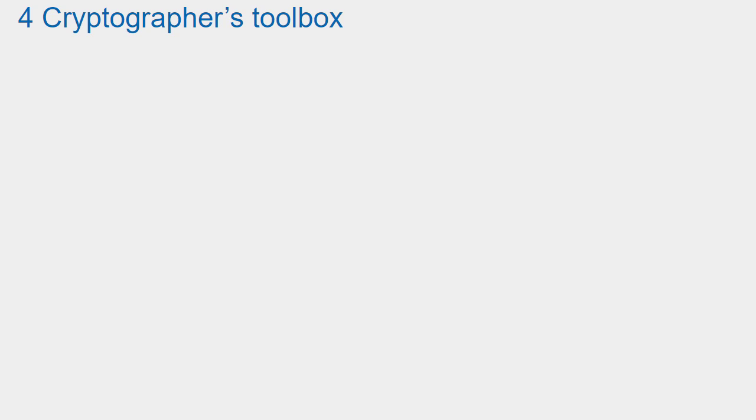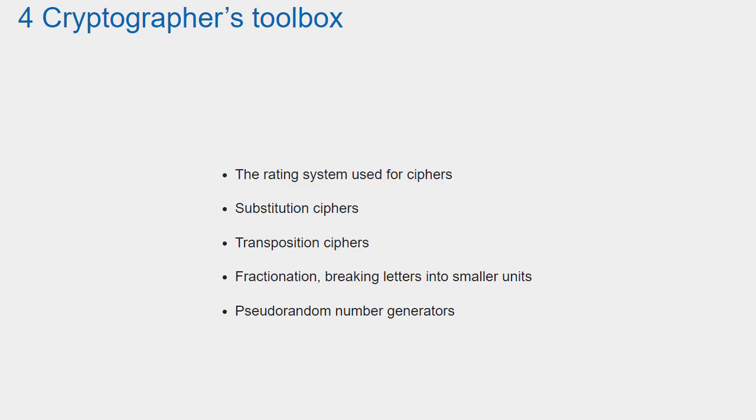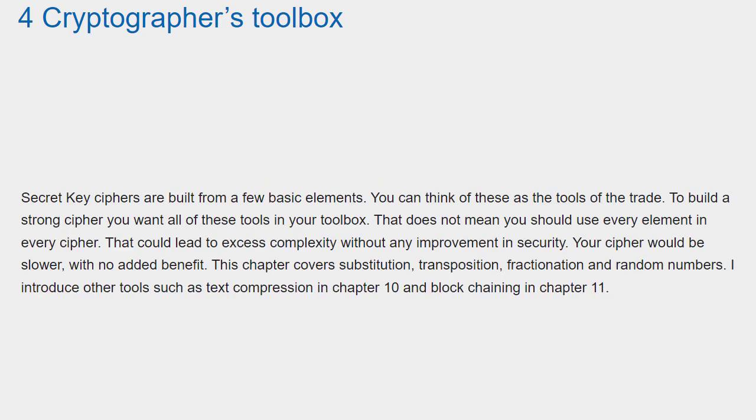Chapter 4. Cryptographer's Toolbox. This chapter covers the rating system used for ciphers, substitution ciphers, transposition ciphers, fractionation, breaking letters into smaller units, pseudo-random number generators. Secret key ciphers are built from a few basic elements.